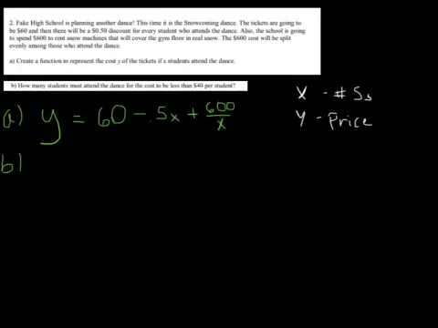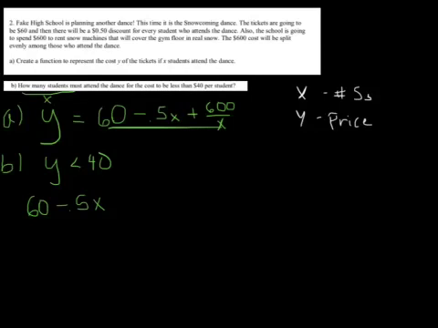All right, so here we want to know how many students must attend the dance for the cost to be less than $40 per student. So it's important to realize that what I'm asking here is what's going to make the cost, y, less than 40. And so in order to figure out how many students, that means I'm looking for an x value. I've got to actually use my equation and solve for when that's going to be less than 40. So I know I'm looking for when 60 minus 5/10 x plus 600 over x is less than 40.